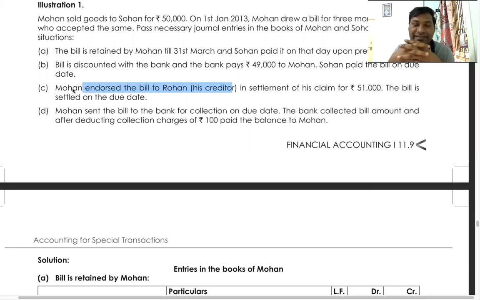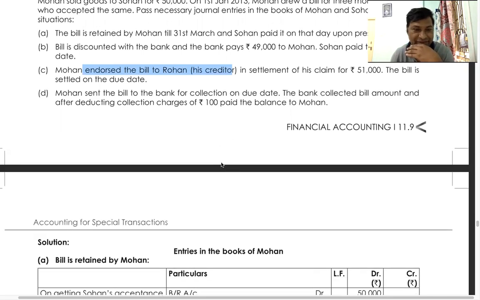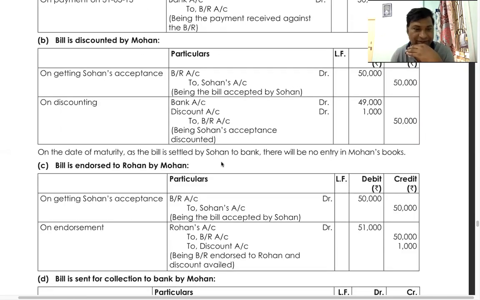But Mohan says, I don't have money, but I have a bill worth 50,000. If you want, you can take it. And that bill of 50,000 is taken and the settlement is done. Mohan need not pay anything to Rohan. Rohan need not receive anything from Mohan. That means Rohan compromised on the 1,000 rupees that he had to receive. Let's look at that in the form of entry.